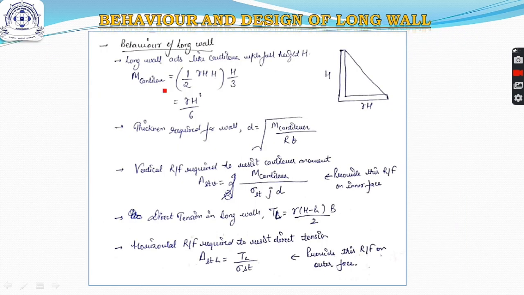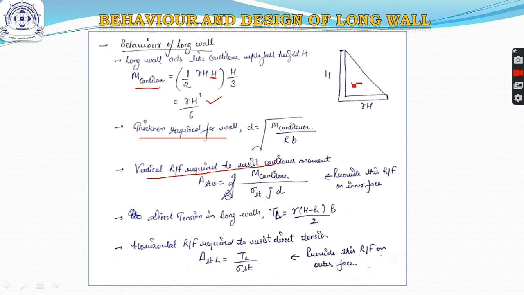So what we do here, we design the long wall and short wall separately. The long wall acts like a cantilever up to full height, so cantilever moment will develop at its base, we calculate that moment, and as the cantilever action is on the whole height, therefore here it will be capital H, not small h. So we get the cantilever moment, then we calculate the thickness required for the wall from this expression, then due to this cantilever moment we calculate the vertical reinforcement, and this reinforcement is provided on the inner face, which is the tension face for cantilever action.